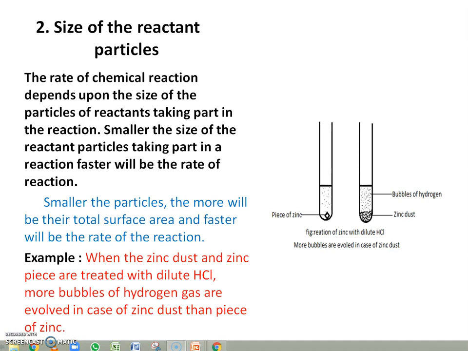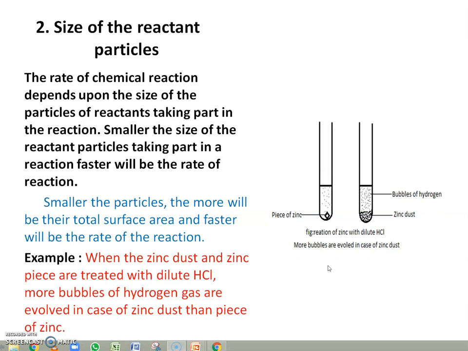When zinc dust and a zinc piece are treated with dilute hydrochloric acid in two different test tubes, more bubbles of hydrogen gas are evolved in case of zinc dust than the piece of zinc. In this figure, you can see that when the piece of zinc is reacted with dilute hydrochloric acid, fewer bubbles are evolved. At the same time, when the zinc dust is reacted with dilute hydrochloric acid, more bubbles are evolved. That means the rate of chemical reaction is affected by the size of the reactant particles.